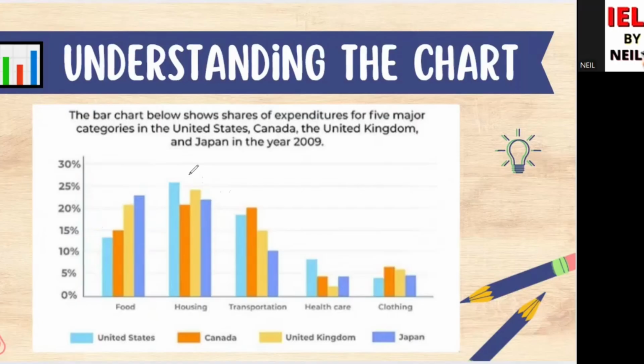So how can we replace the numbers with words? For example, here we can say the United Kingdom spent just above, or slightly above, a quarter of the total budget on housing, whereas the remaining three countries maintained their budget from 20 to 25%. So we have just given a window from 20 to 25%, and that's it, without writing too many numbers.